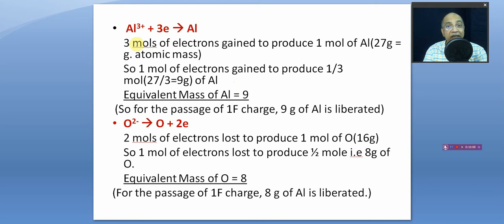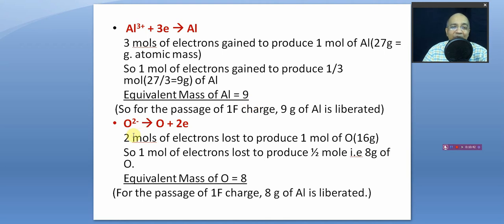Or conversely, 3 moles of electrons or 3 Faraday of charge will be produced when 1 mole of aluminium spontaneously dissolves. The opposite reaction, what we have written, right? So 9 is the equivalent mass of aluminium. Then what is 9? It's atomic mass by valency. That is the number of electrons lost or gained, right?